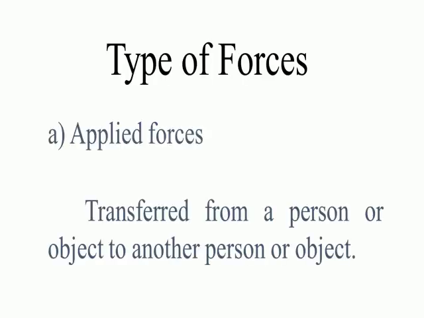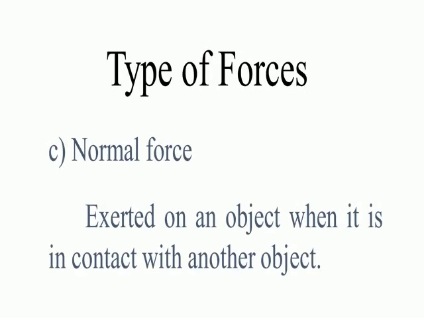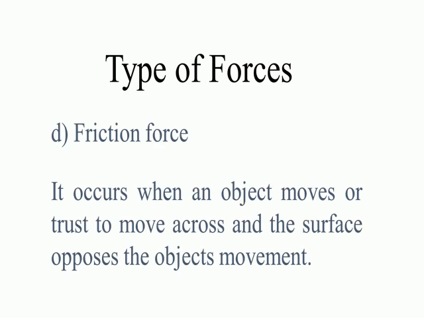Types of forces. First, we have applied force, transferred from a person or object to another person or object. Secondly, we have gravitational force, where a large object attracts smaller objects. We have normal force, exerted on an object when it is in contact with another object. For friction force, it occurs when an object moves or tries to move across a surface and the surface opposes the object's movement.